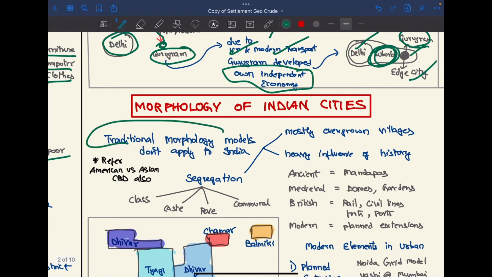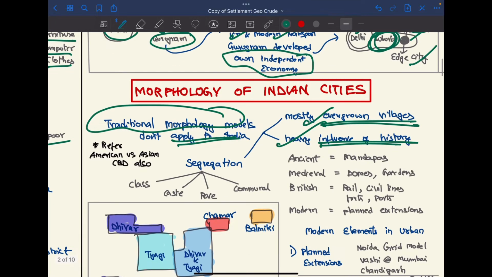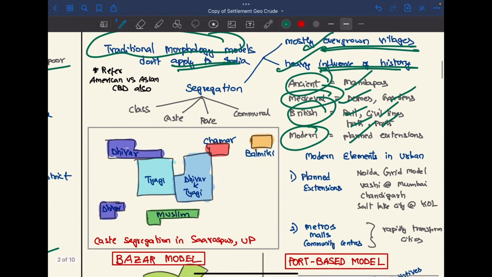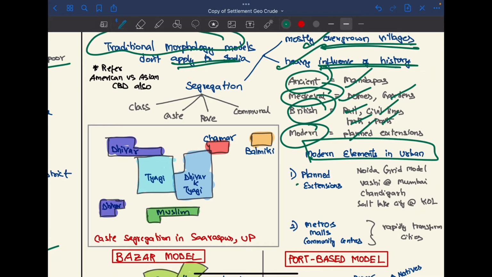Next, we have the morphology of Indian cities. Traditional morphology models don't apply to India because Indian cities are mostly overgrown villages and they have heavy influence of history. For example, mandapas in ancient times, domes and gardens in medieval times, rail lines, civil lines, forts and ports in British times, and planned extensions in modern times, which can be seen in Noida's grid model, Vashi in Mumbai, Chandigarh, and Salt Lake City in Kolkata.